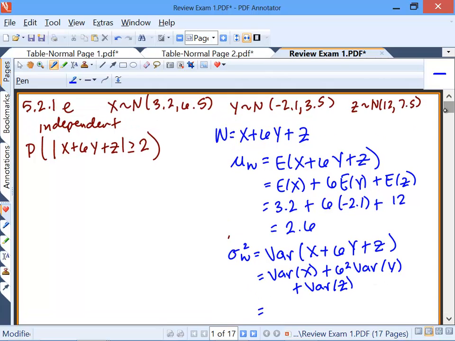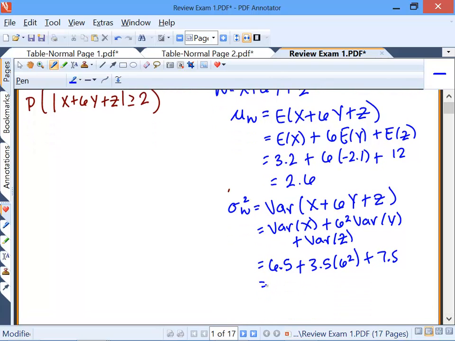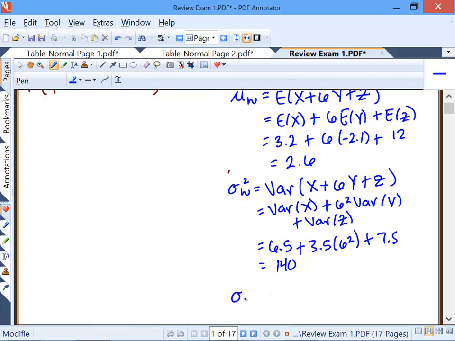Let's see, my variance for X was 6.5, variance for Y was 3.5, oh, but I was supposed to times it by 6 squared, and variance of Z was 7.5. So 140 is my new variance, but I also need to find my new standard deviation. So I just take the square root of the variance. So 11.832.